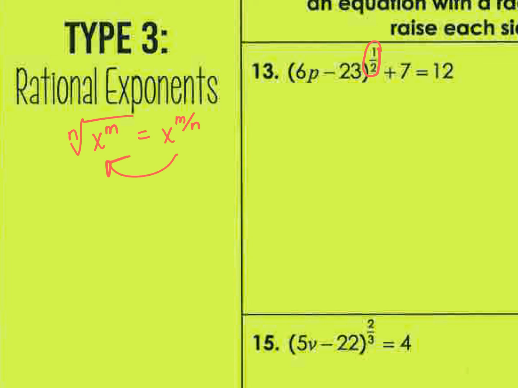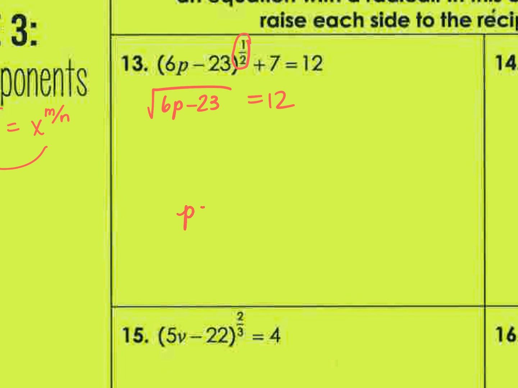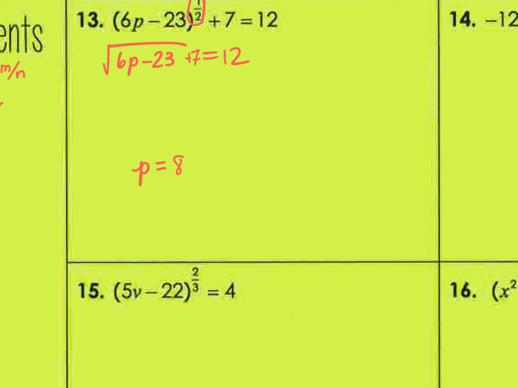So the 1/2 power is the same as what? Square root. Okay, so we're just going to rewrite this as the square root of 6p minus 23. And that becomes what? Easy, doesn't it? So solve it real quick and tell me what p is. Oh, plus 7. Boom. Where did the 7 go? The idea, though, is that you still change the form, isolate, and solve just like we know how to.